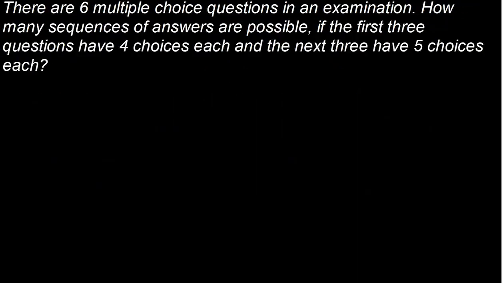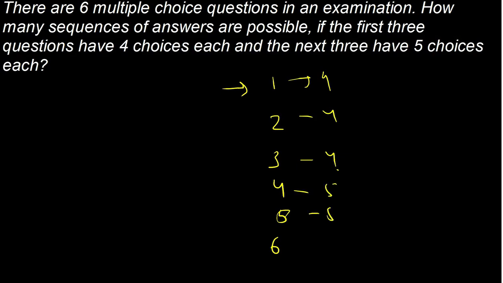There are 6 multiple choice questions in an examination. How many sequences of answers are possible if the first 3 questions have 4 choices each and the next 3 have 5 choices? So let's say 6 questions are there. The first 3 have 4 choices, so each question has 4 choices, and the next 3 have 5 choices. Now, how many combinations are there? The first question can be completed in how many ways? In 4 ways.